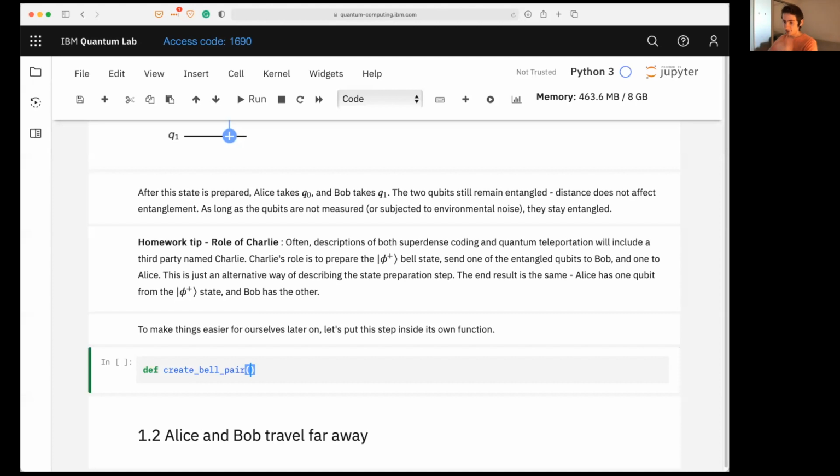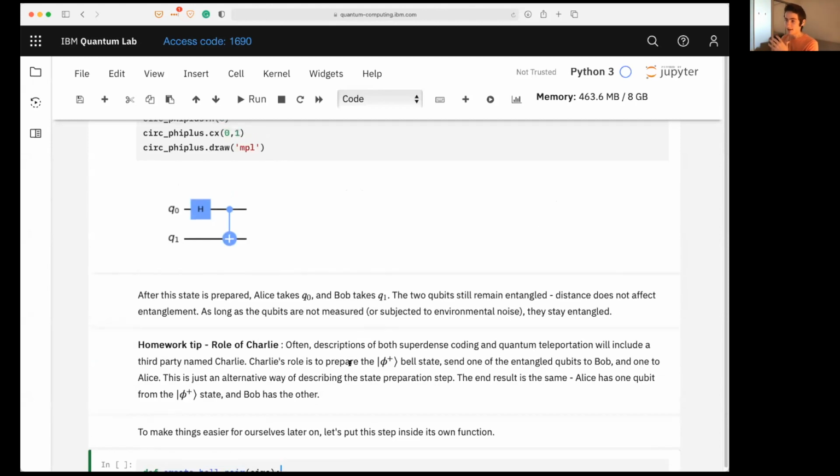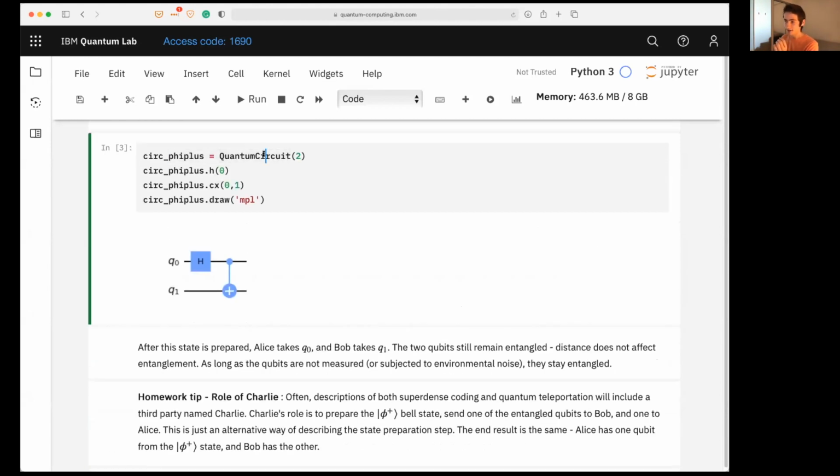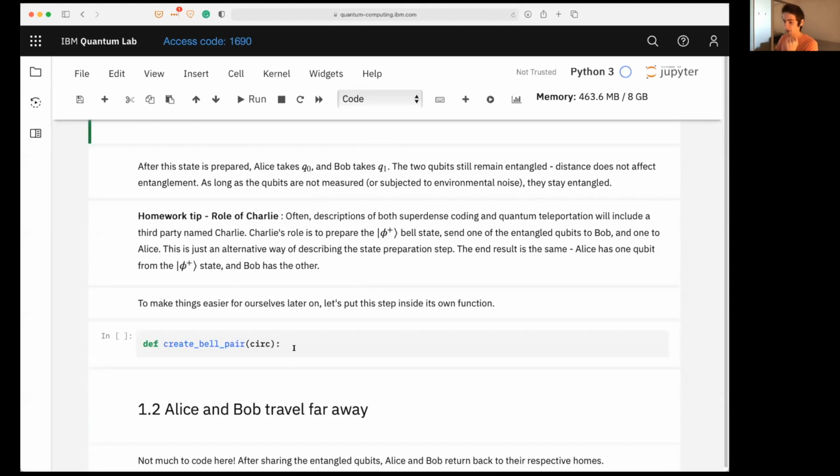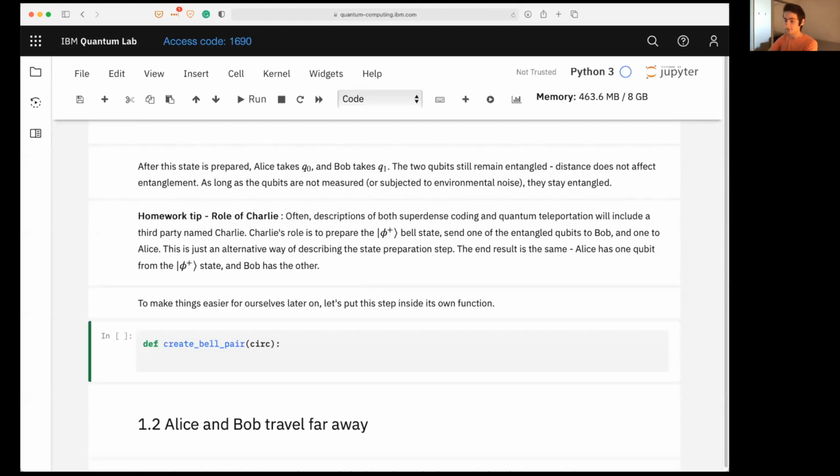Now, the only complicated part here, I guess, is that as an argument, we're going to take the quantum circuit itself. I'll call this circ, just so it's more consistent with the naming we've been using. So this is going to be passed in as an argument. We'll assume that somebody has created a circuit using this quantum circuit command, and they're now giving us that variable as an input to our function.